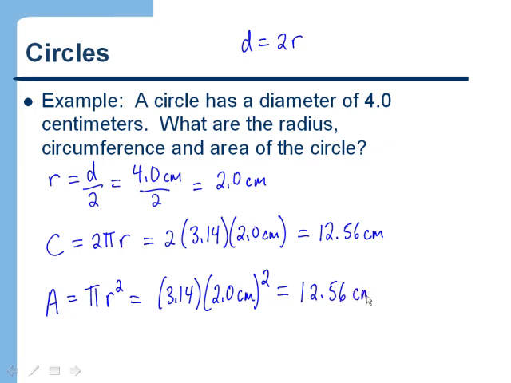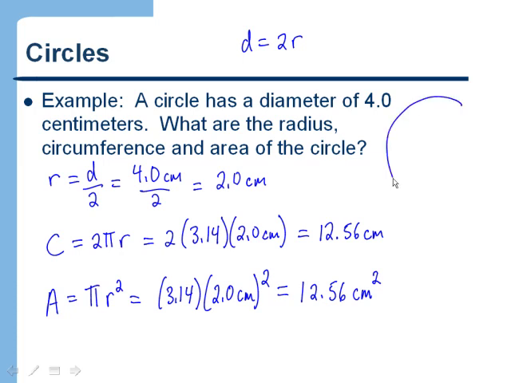And when you work that out, you'll get 12.56 centimeters squared. Now you notice in this particular example, it happened to be that the circumference and the area came out with the same number. But first of all, that obviously won't normally happen. But the other thing is to realize that even though the numbers are the same, they don't mean the same thing. What this is telling you is that the distance around the circle is 12.56 centimeters, and the area is 12.56 centimeters squared.